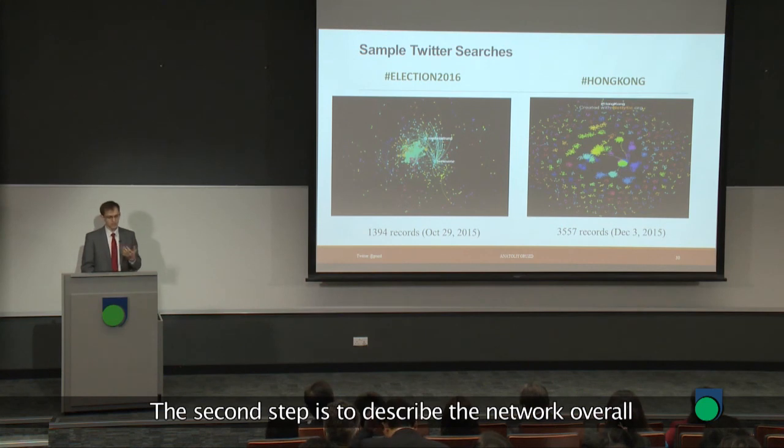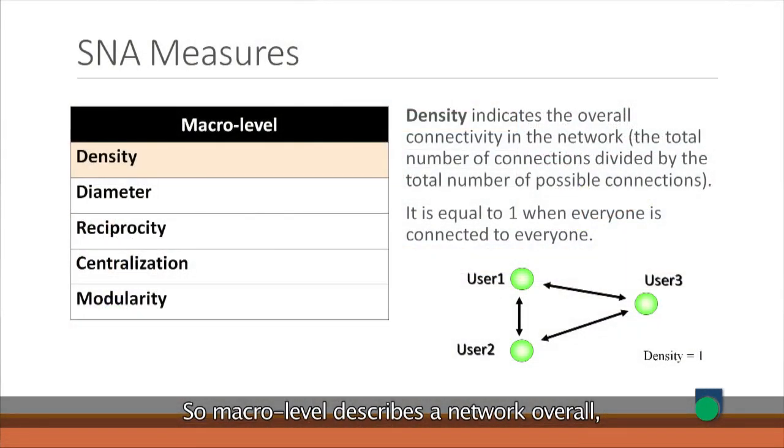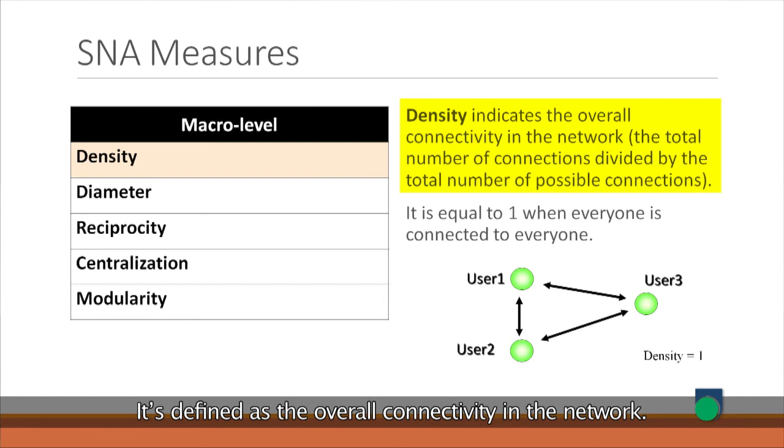The second step, of course, is to describe the network overall using macro level measures. All right, so macro level describes the network overall. And again, there are more than 5 measures. These are the most popular ones. Density is the simplest one. It is defined as overall connectivity in the network. It's calculated based on the total number of connections in the network divided by the total number of possible connections.